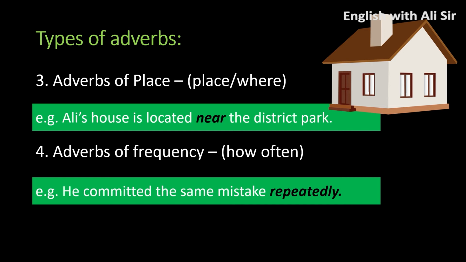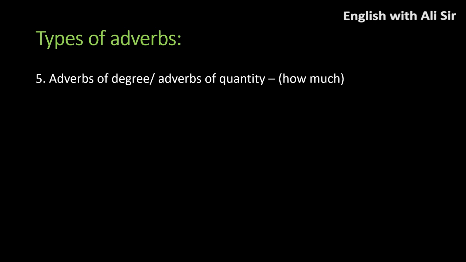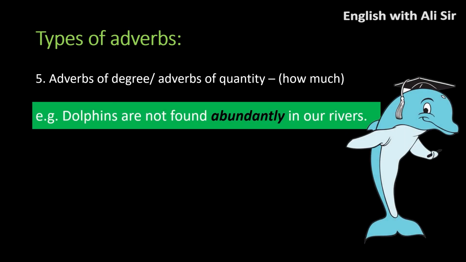Here repeatedly is adverb. Then there is the last kind of adverb, adverbs of degree, or you can say adverb of quantity. They show how much. For example, dolphins are not found abundantly in our rivers. So these were a couple of kinds of adverb. Now we can discuss adverb in a detailed manner.